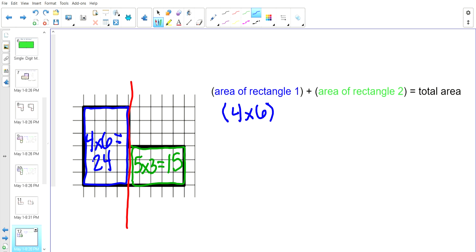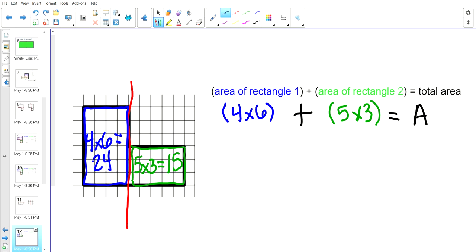We need to add that 4 by 6 rectangle to the second rectangle, so I'll use a plus sign to show that. The size of the second rectangle was a 5 by 3, so I'm going to show that by writing 5 times 3 in parentheses to show that that's all one rectangle. This is all going to equal the area. I'll use A for area.